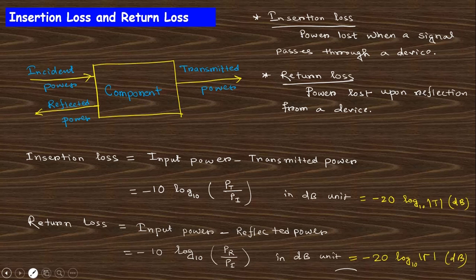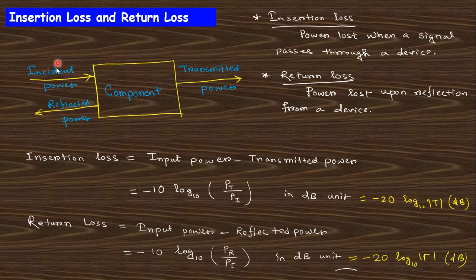Insertion loss and return loss. As the name suggests, insertion loss means the power lost when a signal passes through a device. When the signal passes through a device, whatever power is lost, that is the insertion loss. That means the power lost due to this insertion.